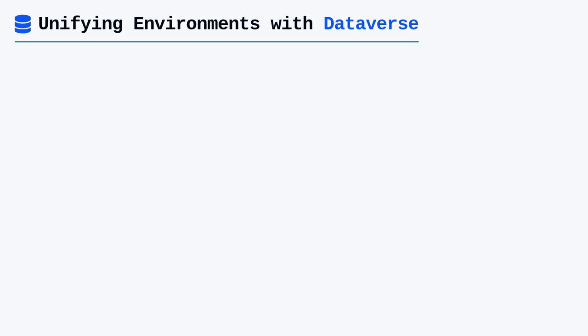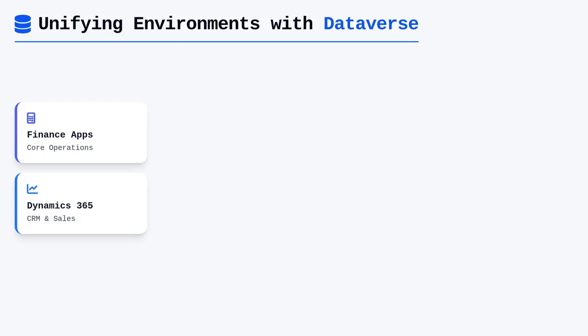Dataverse plays a central role in unifying these environments by providing a common data model shared across various Power Platform applications and Dynamics 365 instances. By utilizing shared Dataverse tables, organizations can effectively synchronize data between finance and operations apps and other solutions, reducing the reliance on custom point-to-point integration code.